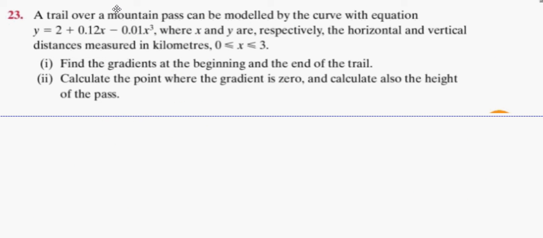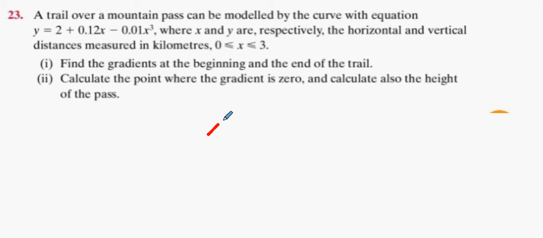So, a trail over a mountain pass can be modeled by the curve with the equation y equals 2 plus 0.12x. So it's basically describing something like this, where it's like a function. Imagine that's the top of the mountain, and it describes your walk, whether you're gaining altitude or going back downhill. It's basically like a mountain walk, okay?